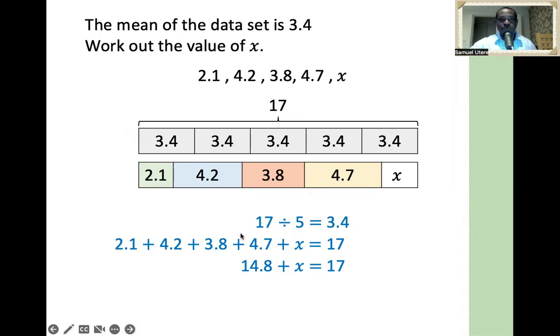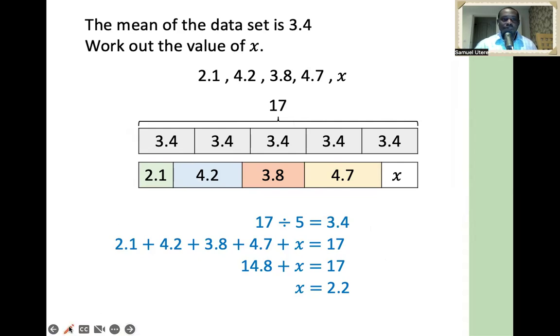So we know that if we have 5 sets of data and each of the boxes is 3.4, it means the whole lot has to be 3.4 times 5, which is 17. Now we do 17 minus 14.8 to give us x. Now, that is one way of thinking about it.